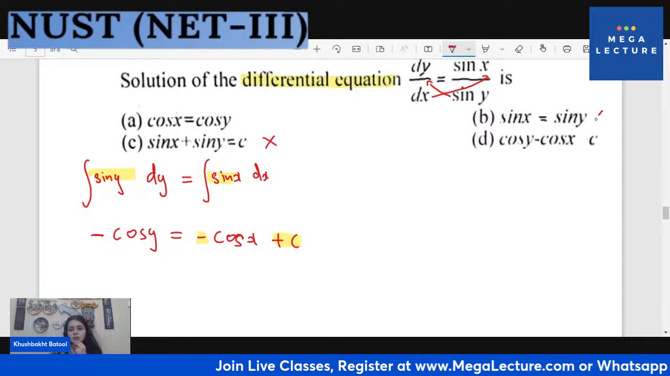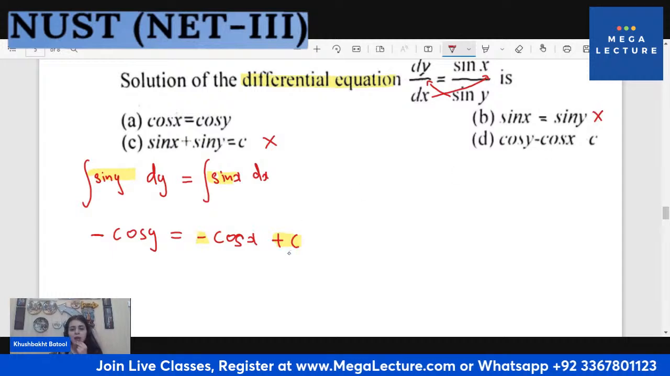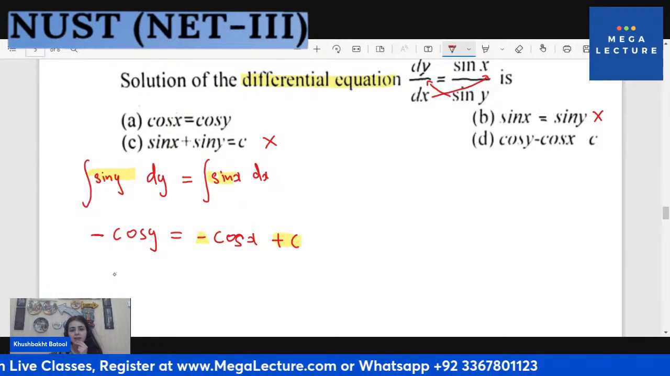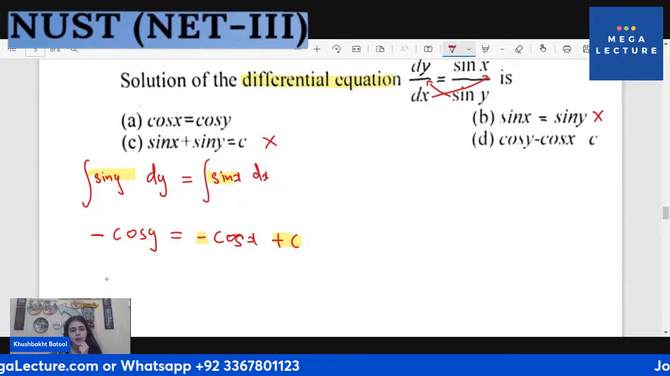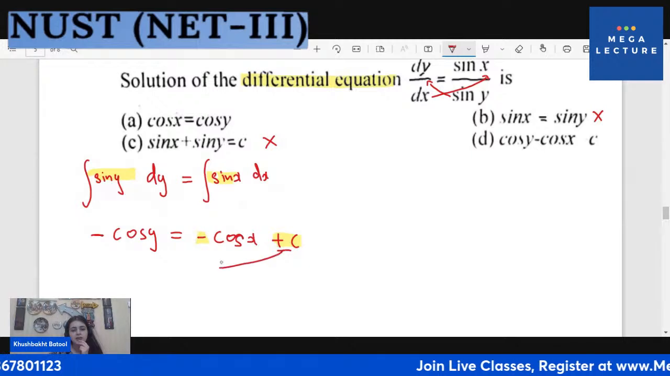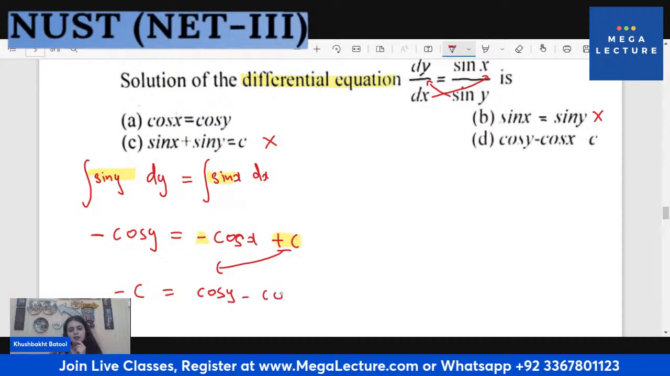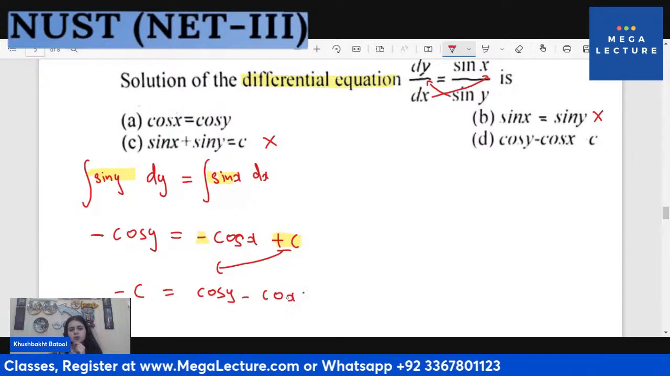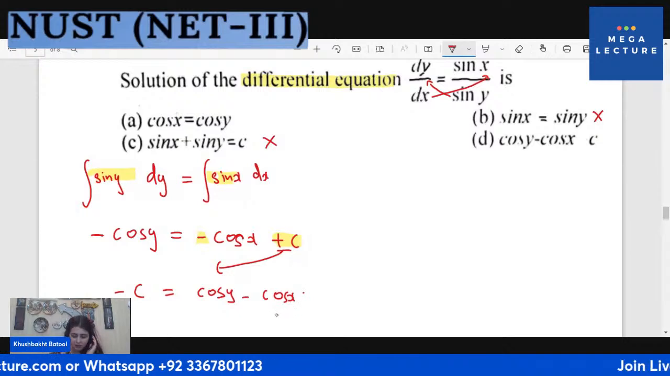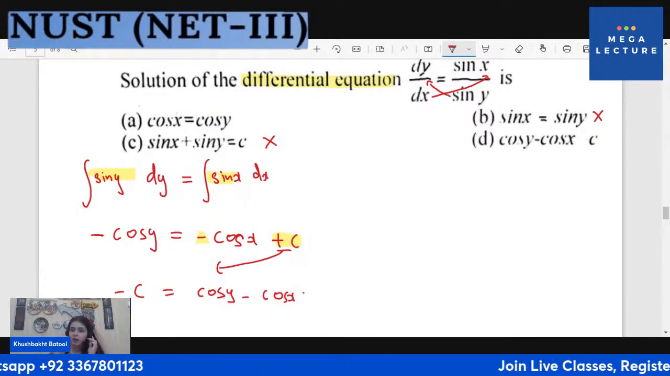Obviously, C and B are not the answers, and now I can write it as: I can take this minus c to the other side. It would become minus c equals cos y minus cos x. Now this is the most weird way of doing it, but I'm doing it this way because I need to match my answer choices. Now this is equal to, right?